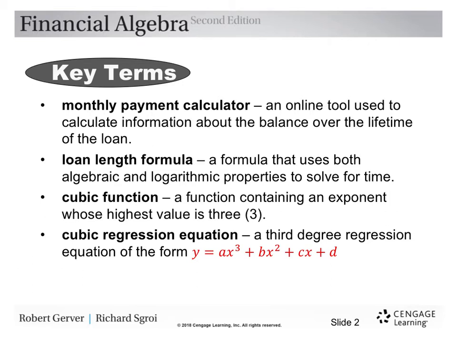And then lastly, cubic regression equation, a third-degree regression equation of the form y equals ax cubed plus bx squared plus cx plus d. We're going to find that this cubic regression equation is most often used when it comes to loans and finding the best fit. It's a better fit than either linear or quadratic.